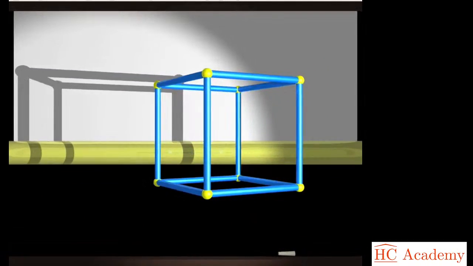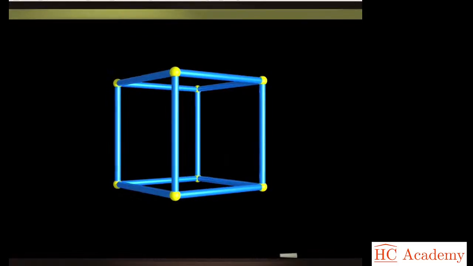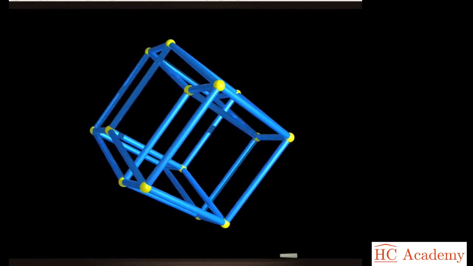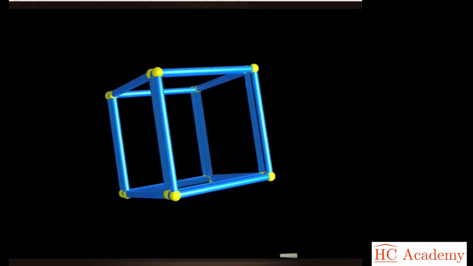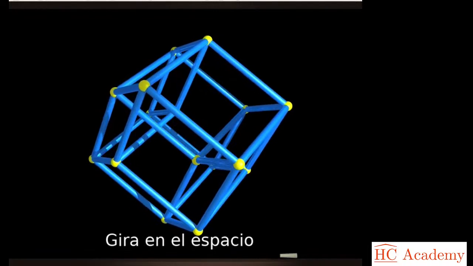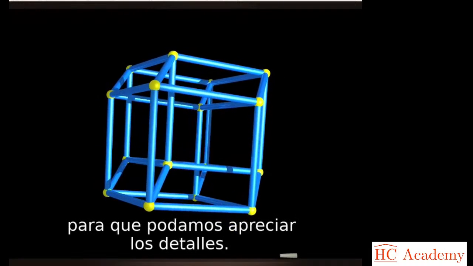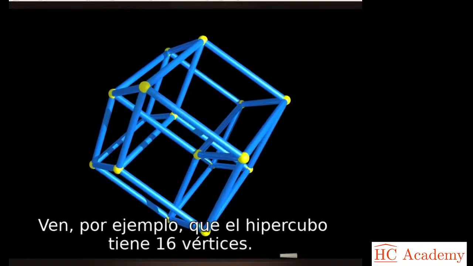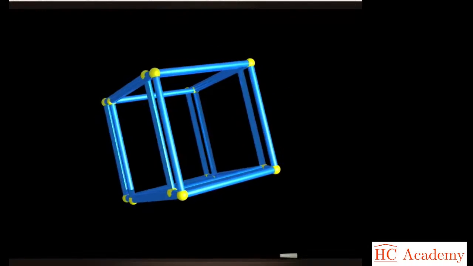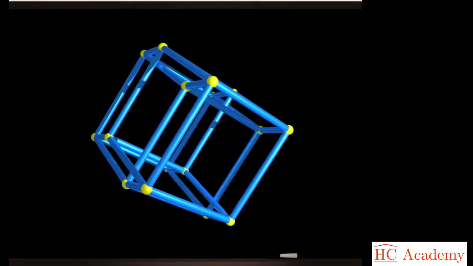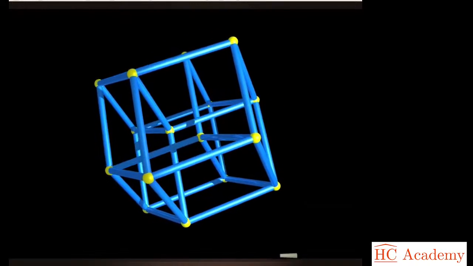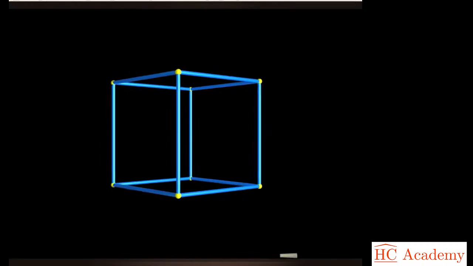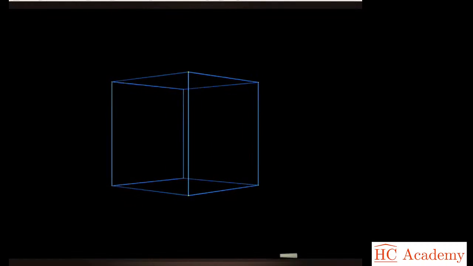Now for some exercises. Let's take ourselves down into 2 dimensions and try to recognize the objects from their stereographic projections. Here is the hypercube. It's easy. Of course, it's spinning in space so that we can appreciate all the details. Notice, for instance, that the hypercube has 16 vertices. There. It's a tetrahedron: 6 edges and 4 vertices. Now, what's this one? 6 faces, each with 4 edges. That's right, it's a cube.